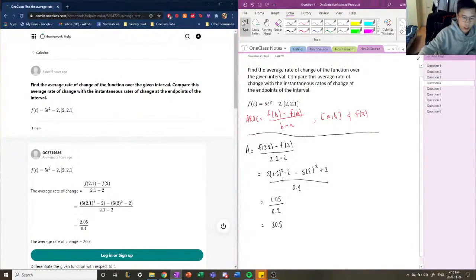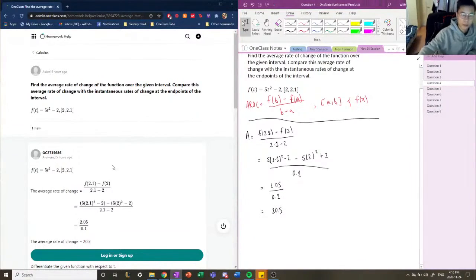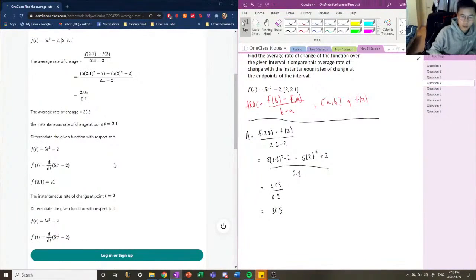So now we're going to calculate the instantaneous rate of change. Okay. So first of all, we're going to find our derivative of f of t. So f prime of t is equal to, we use the power rule here, so it's going to be 10t minus 2. 2 is just 0. So then this is our derivative. So we're going to calculate f prime of 2.1 and f prime of 2. Okay. F prime of 2.1 is 21. And f prime of 2 is 20.